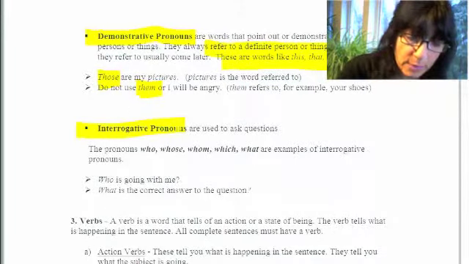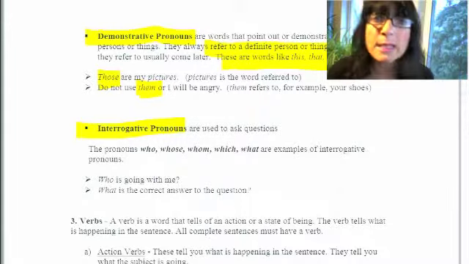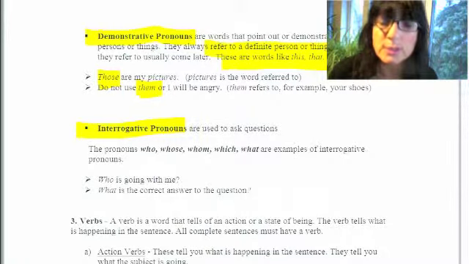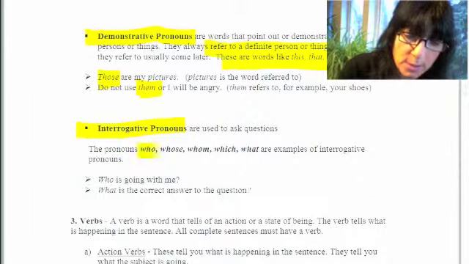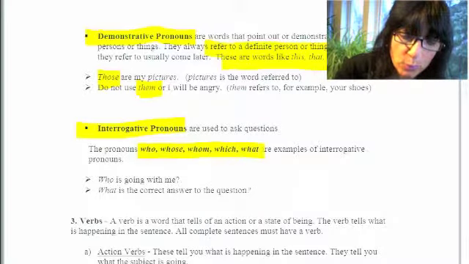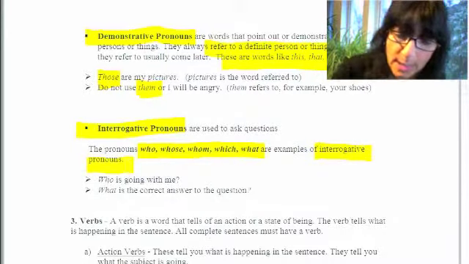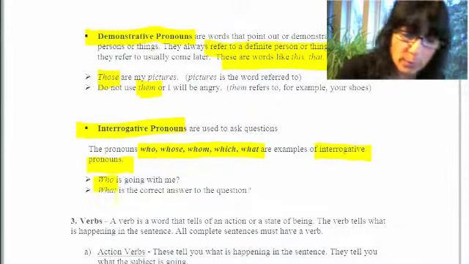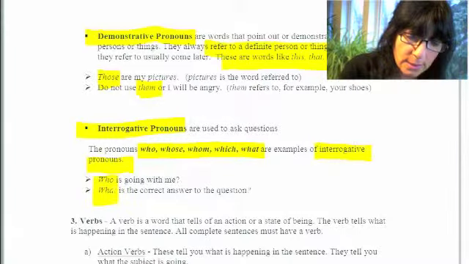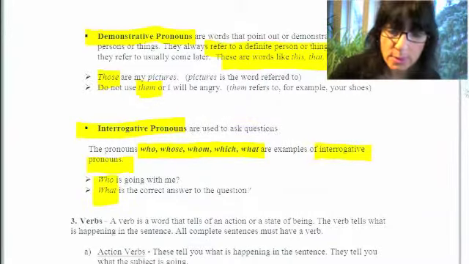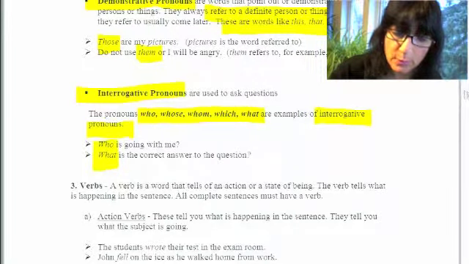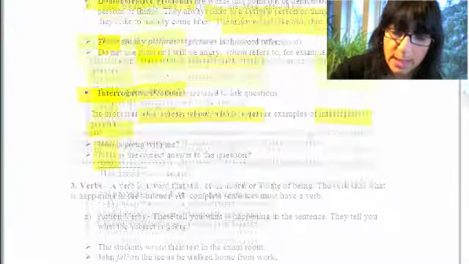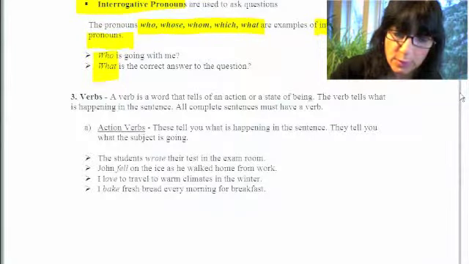The last type of pronoun is called an interrogative pronoun. Interrogative means asking questions. If you interrogate somebody, you're asking them questions. So the pronouns that are interrogative all ask questions: who, whose, whom, which, and what. And those are all examples of interrogative pronouns. And a couple of quick examples: who is going with me? Or what is the correct answer to the question? So those are interrogative pronouns. So that's just going over some major examples of pronouns and different terms to familiarize you with them.